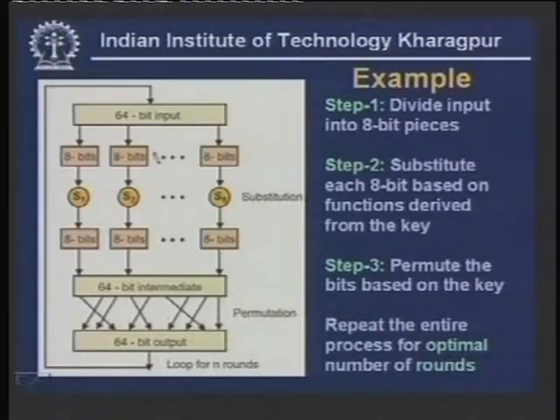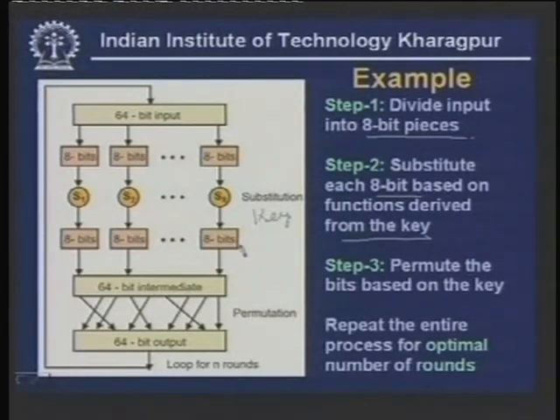Here we see how it has been done for a 64-bit input. First, it is divided into 8-bit pieces. So, in step 1, the number is divided into 8-bit pieces. So, for 64-bit, you have got 8 8-bit pieces. Now, substitute each 8-bit piece based on the functions derived from the key. So, here you perform substitution based on a key, and obviously you get a different 8-bit number for each of these 8-bit pieces.